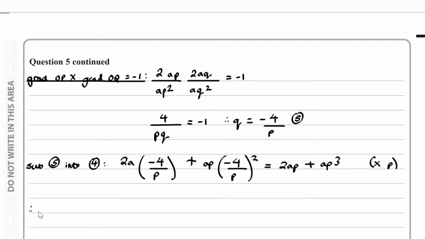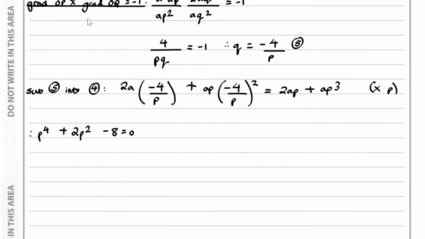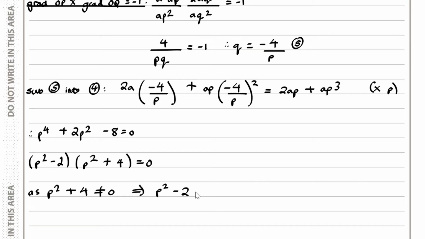You'd notice that we have p to the 4 plus 2p squared minus 8 equals 0, and if we factorize this, we have p squared minus 2 lots of p squared plus 4 equals 0, so here we have a hidden quadratic. Therefore, as p squared plus 4 does not equal 0, it follows that p squared minus 2 equals 0, and therefore p squared is equal to 2.